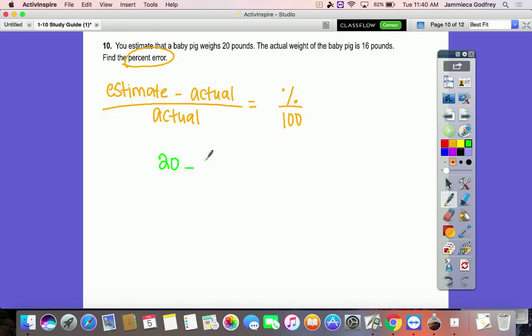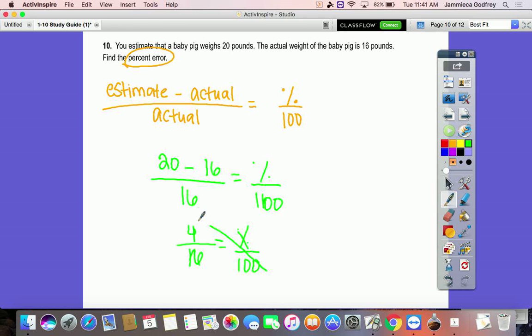So they told us that we estimated that it was 20 pounds. The actual amount was 16. We're going to put that over 16 and set it equal to the percent over 100. So 20 minus 16 will give us 4. We can leave it as 4 over 16. Equals percent over 100. So we're looking for the percent.